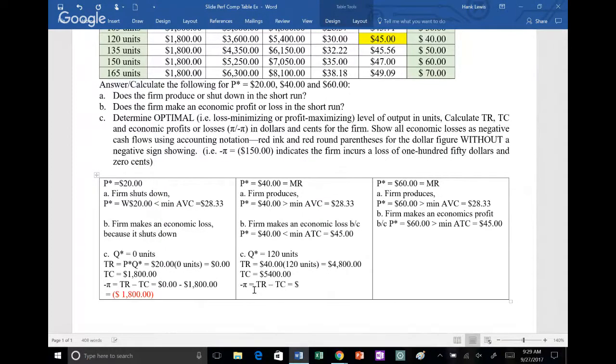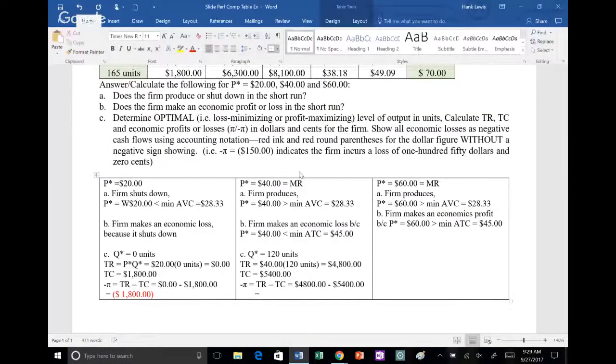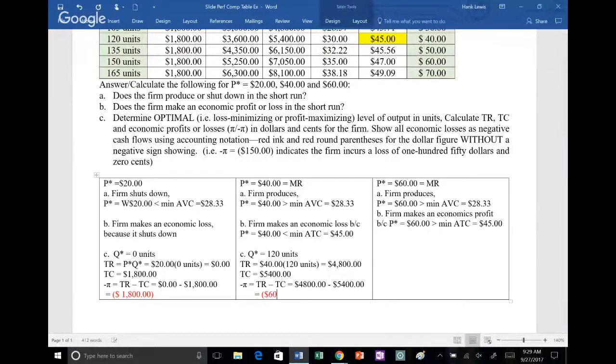Now in this case, it's $4,800 minus $5,400. I'm going to put a little space over here, equals, and then once again, red ink and round parentheses are mandatory. Okay, open pair and $600.00, close pair. Notice when the price is $40.00, the firm is still losing money, but by producing, it's going to lose $600. If the firm had shut down, it would have lost $1,800.